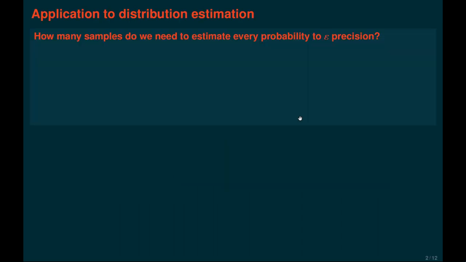Let's look at the first application, which is application to distribution estimation. So the question here is that we start with a classical problem, and we know the classical solution to it. The question is, how many samples do we need to estimate every probability in a probability distribution to epsilon precision? So we have some probability distribution over d elements, which is a non-negative vector, and we wish to estimate its entries each to epsilon precision.